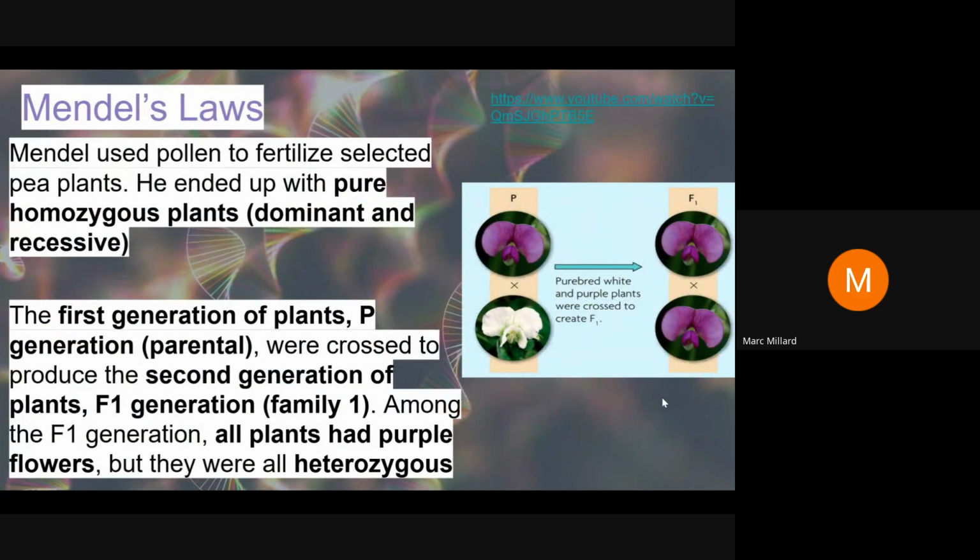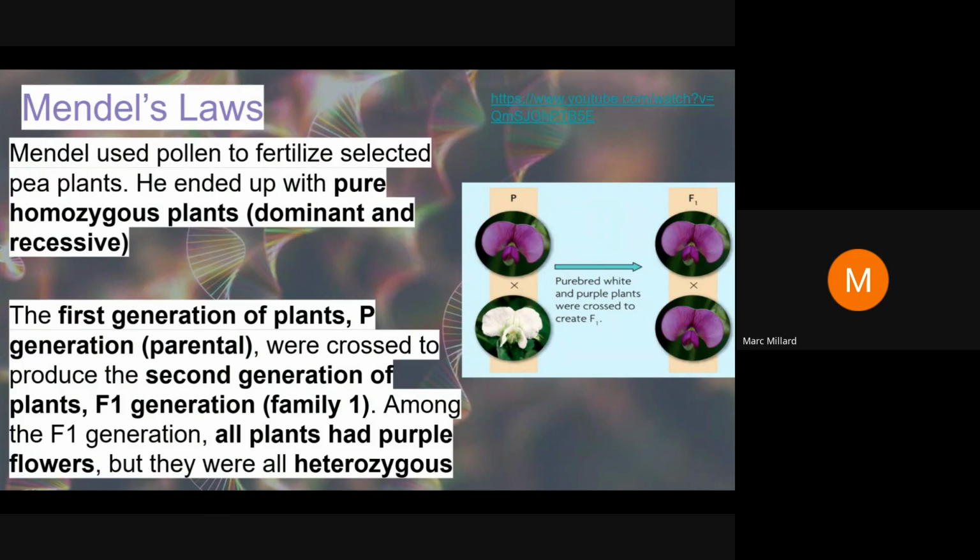So this brings us to a guy named Mendel. He was an Austrian monk who experimented a lot with pea plants, and he found out some very surprising things when he experimented with pea plants, and he ended up developing some laws of genetics that do apply to many organisms. So Mendel used pollen to fertilize selected pea plants.